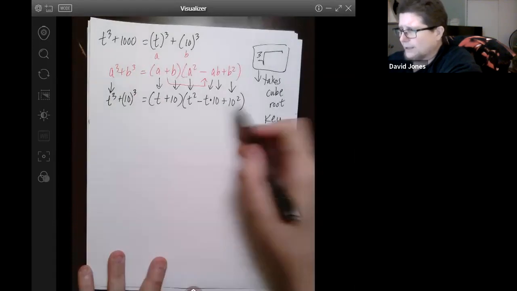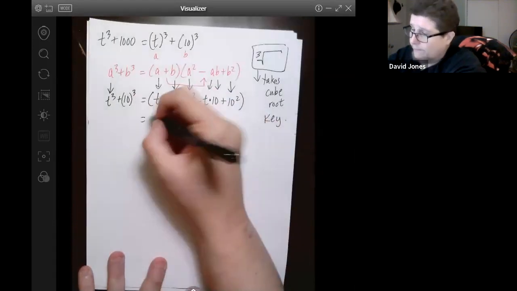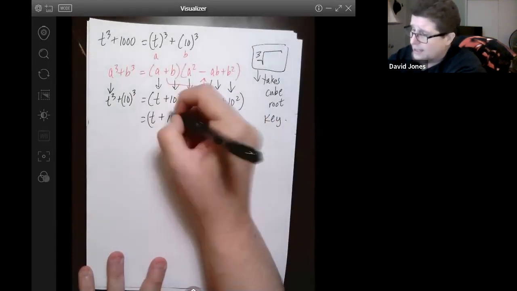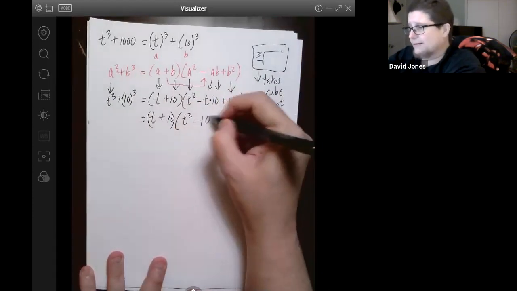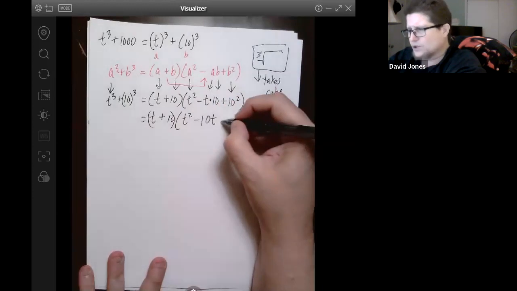And now you don't want to leave that one like that. You want to clean it up. So I've got t plus 10. t times 10 is 10t. And we got the negative. 10 squared is 100.